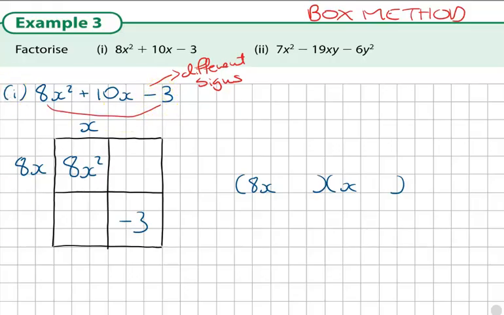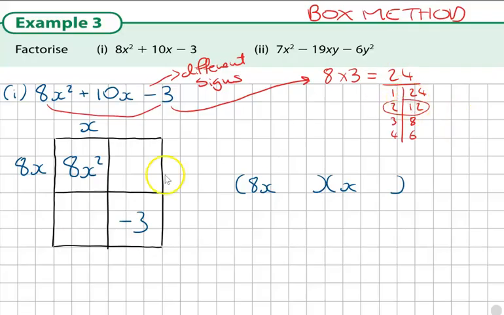8 times 3 gives me 24. These are my factors of 24. I'm going to go with 2 and 12 to give me 10x. So 12x minus 2x is 10x.